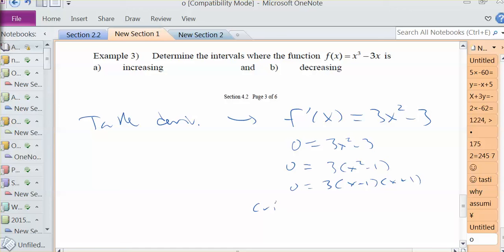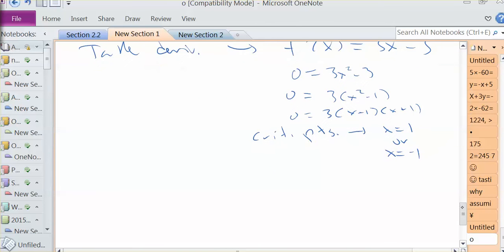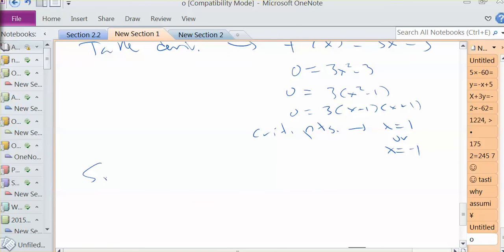Remember, these are going to be our critical points, right? X equals 1 or x equals negative 1. And you're going to want to make a sign chart for f prime.